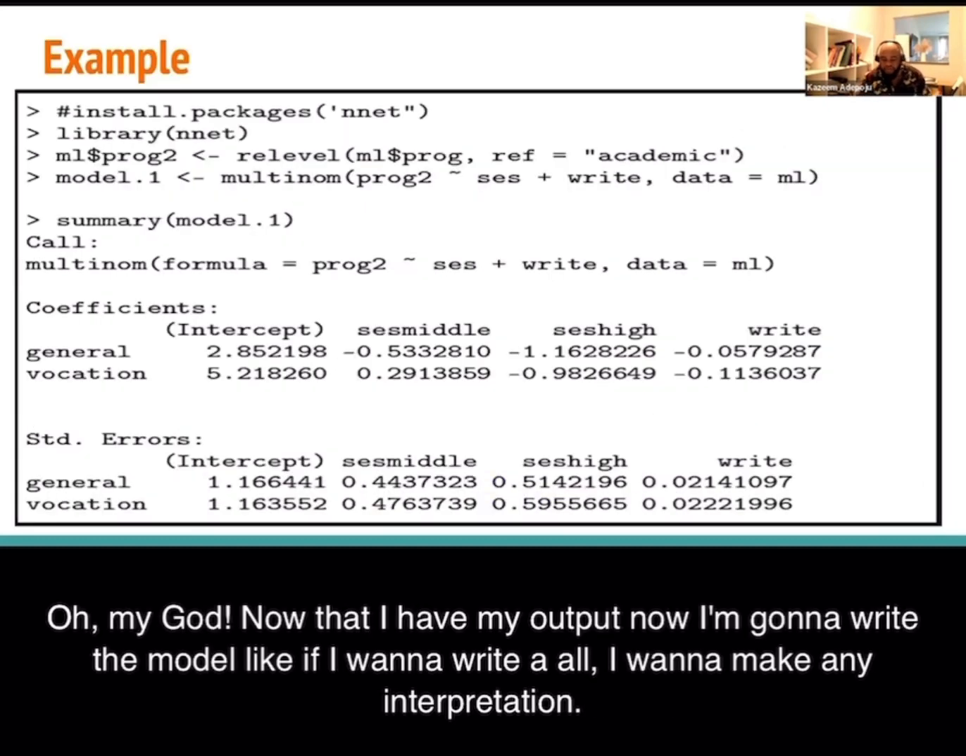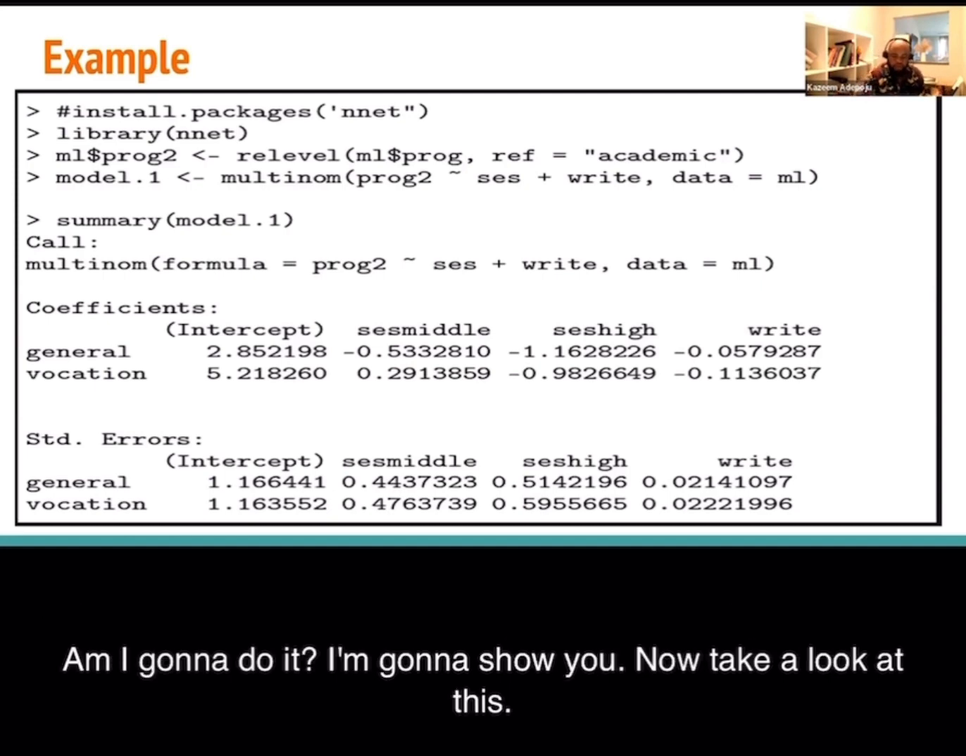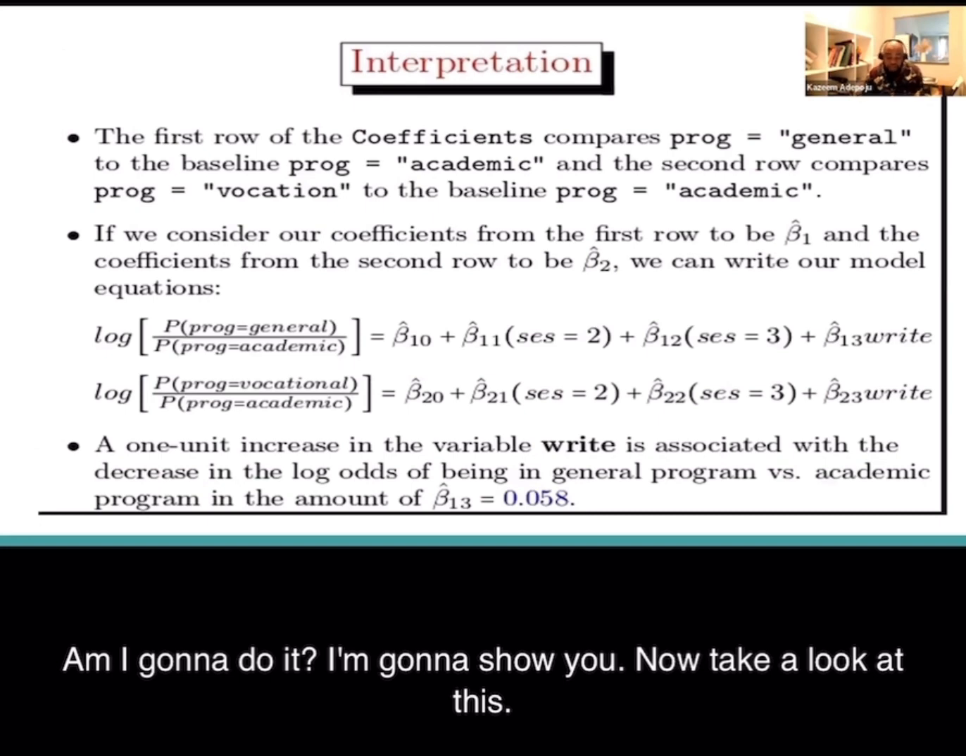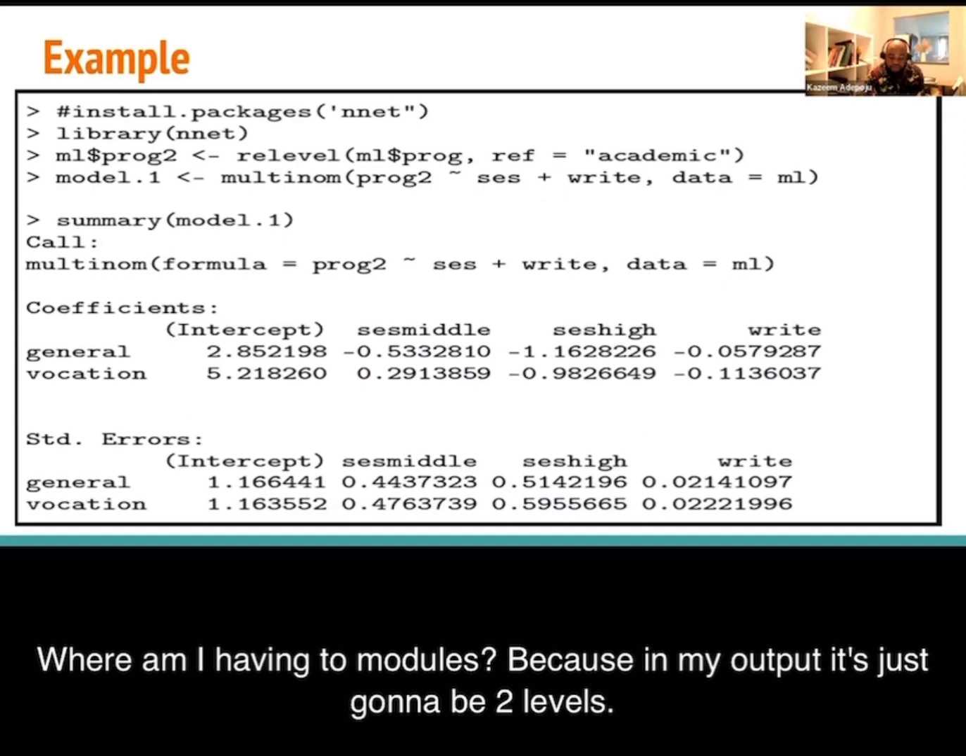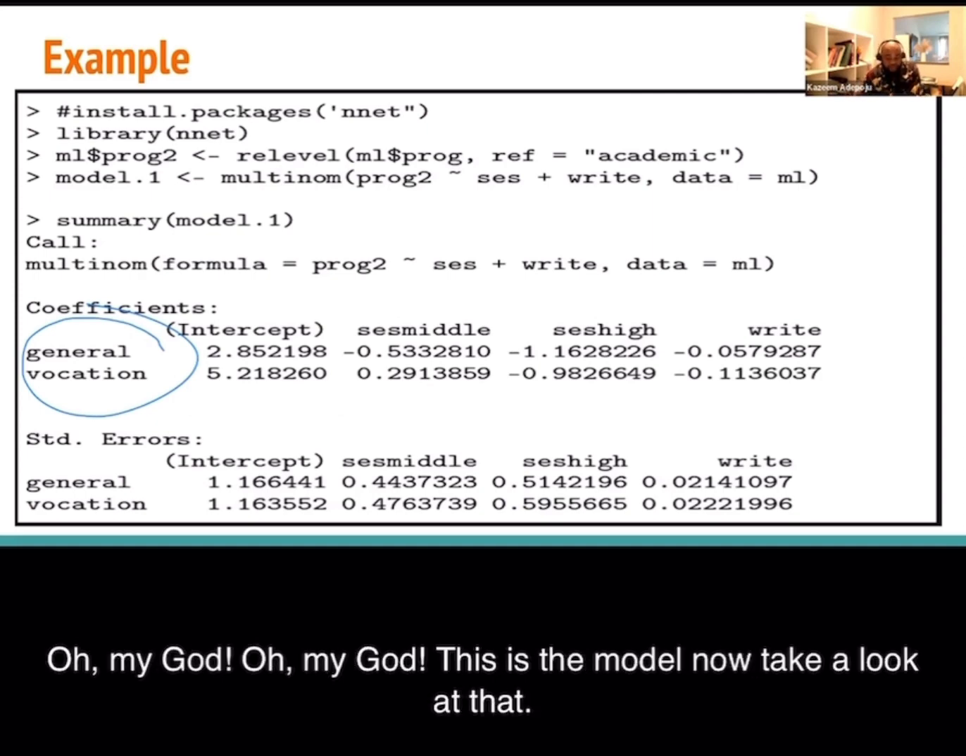Now that I have my output, how am I going to write the model? If I want to write the fitted model or make any interpretation, how am I going to do it? I'm going to show you now. Take a look at this. I'm actually going to have two models out of that, because my output is just going to have two levels, while the other one that was referenced is basically going to be in the denominator.